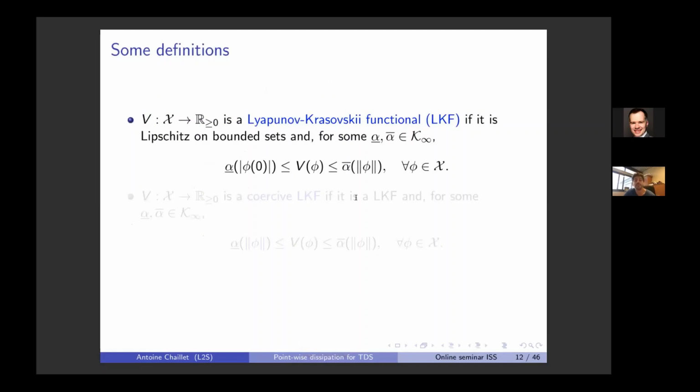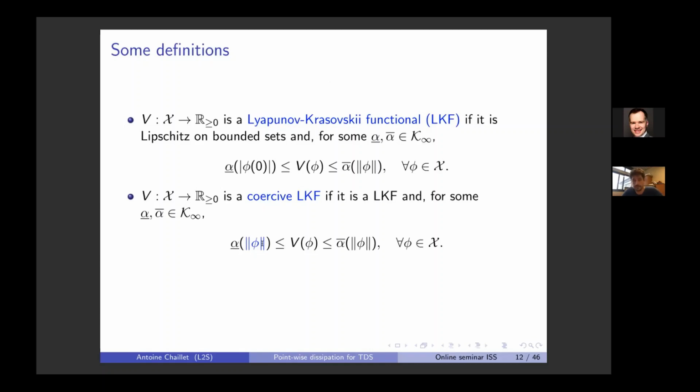Just to make it clear, what I will call now an LKF, Lyapunov-Krasovskii functional, is any Lipschitz function, lower bounded by a function of the current value of the state, and upper bounded by the supremum norm of the state. So here I took a generic segment phi, but what you should have in mind is that this is x of t and this is x_t. And I will call it coercive if the lower bound is replaced by a function of the whole supremum norm of the history of the function. Okay, so much harder once again to get in practice.